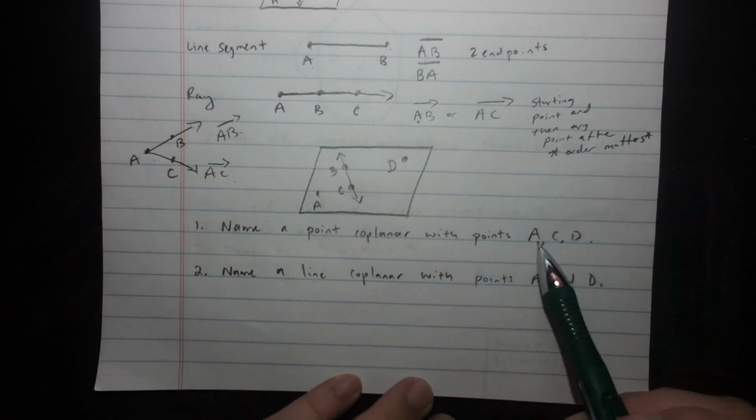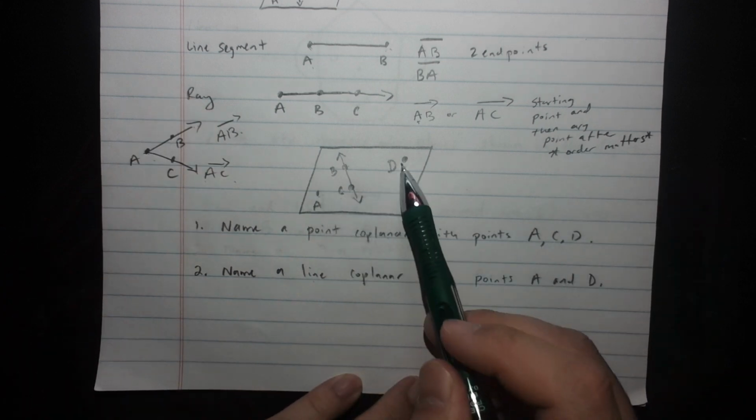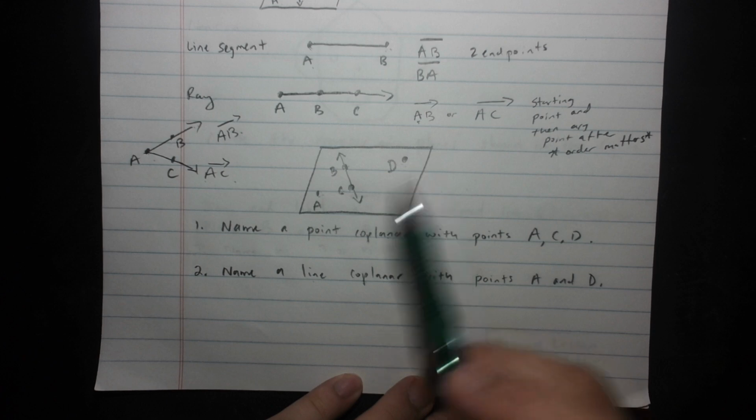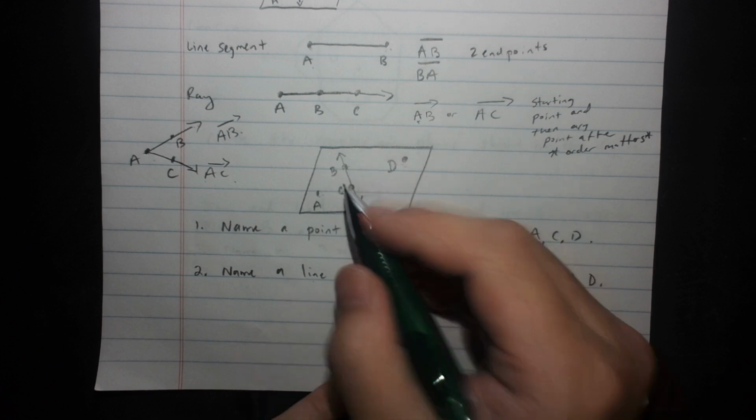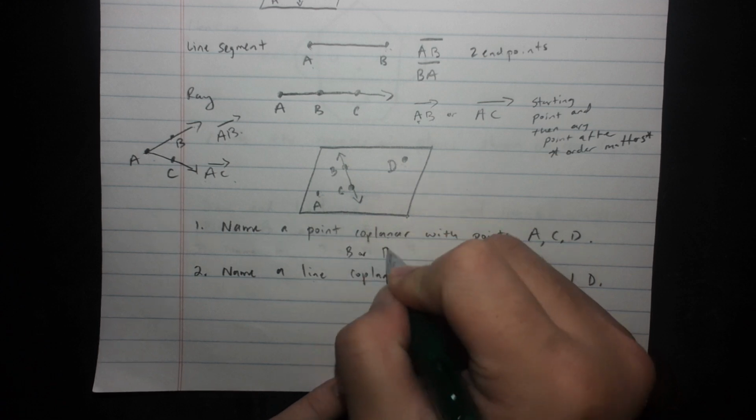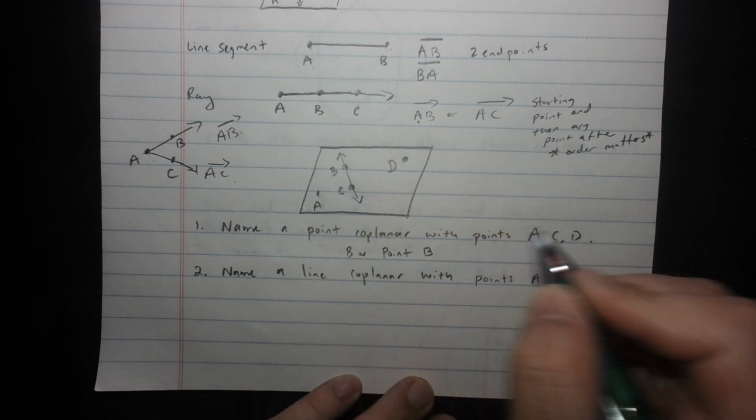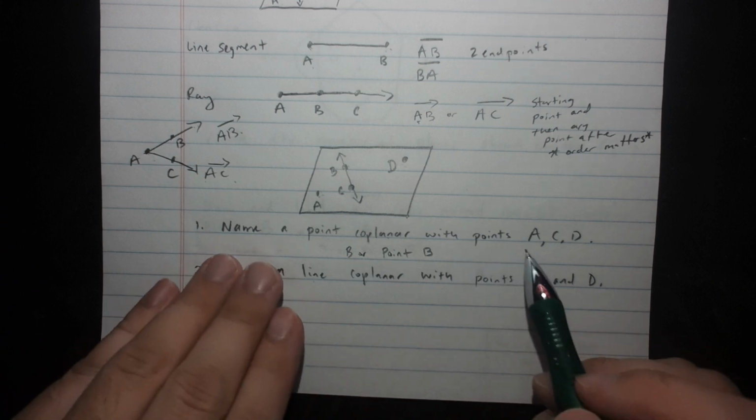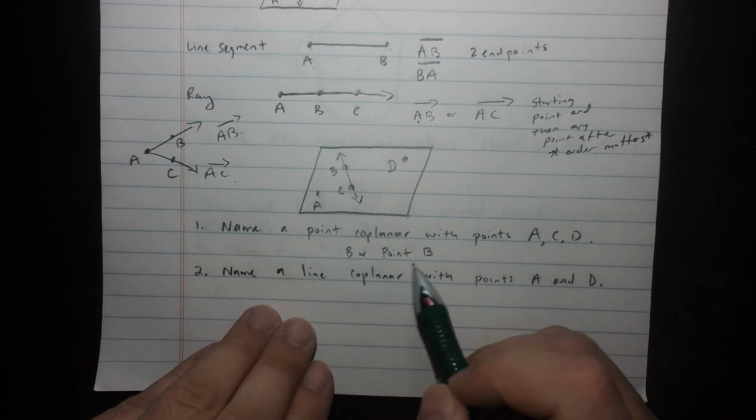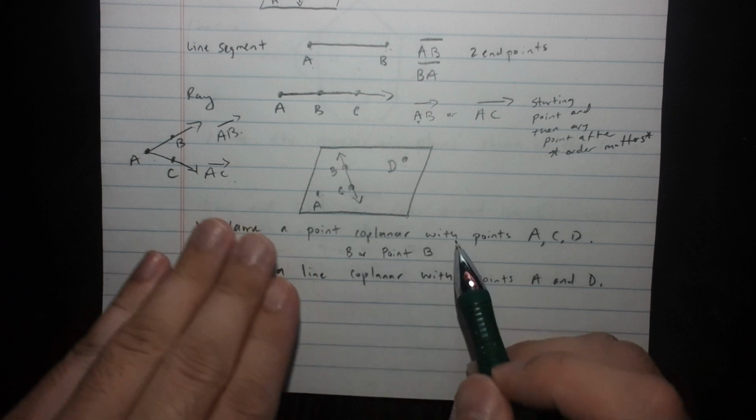So again, A, C, and D. Here's A, C, and D. What's that one point coplanar with these three points here? That has to be point B. So B, or point B, is my answer, and it's the only point that's not mentioned in the problem itself. So B, or point B, would be the best answer for number 1.